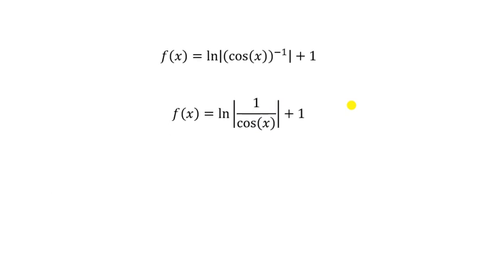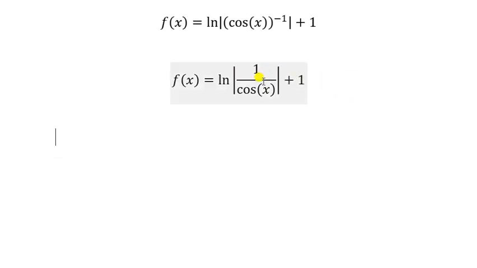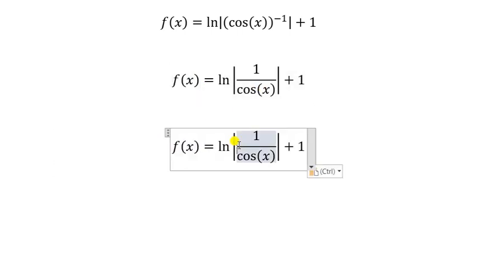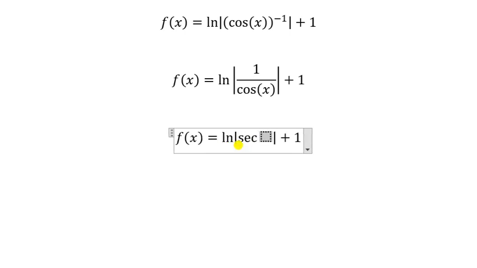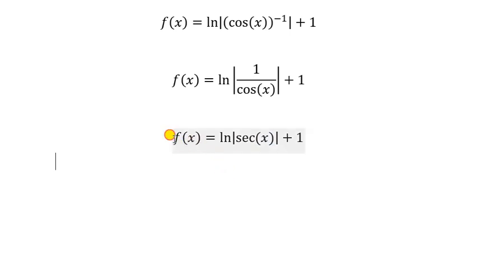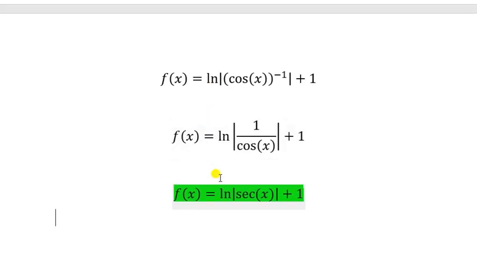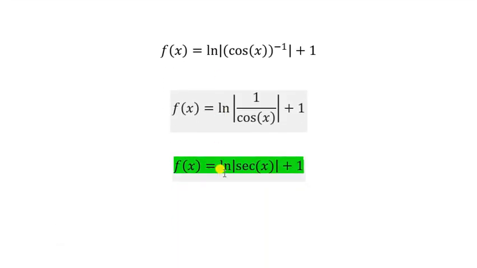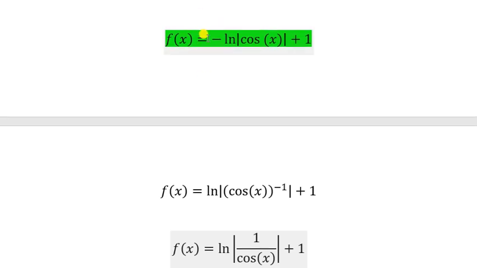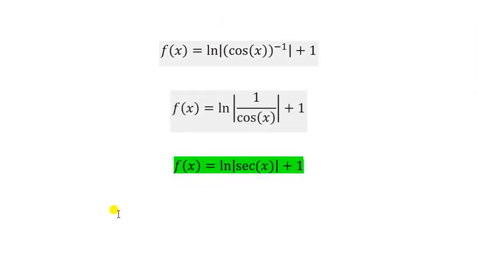And there's an identity, the reciprocal identities actually tell us that 1 divided by cosine of x is the same as secant of x. So this very same function can be rewritten as the natural logarithm of secant of x, plus 1. And this is another way in which we can write our answer. Both answers are correct. They mean the same thing, so don't get confused. So that will be the answer to our problem.